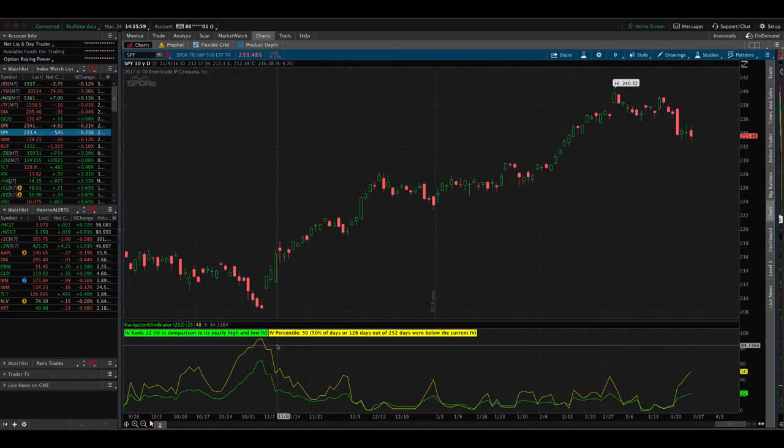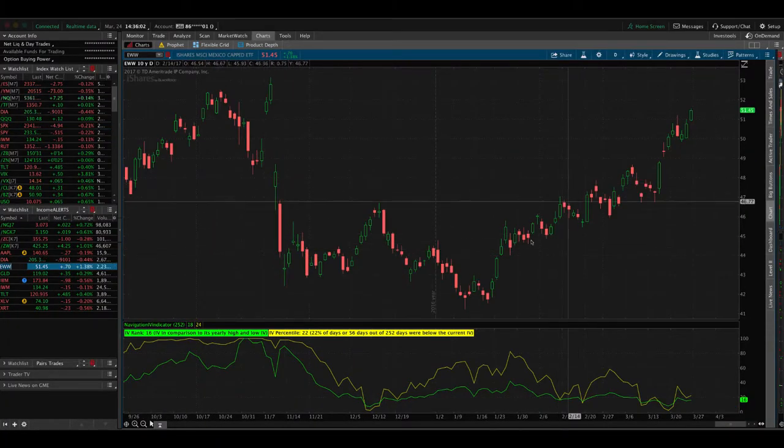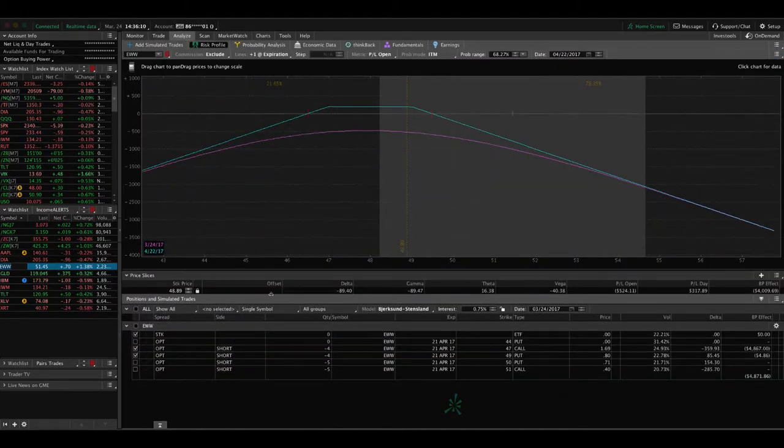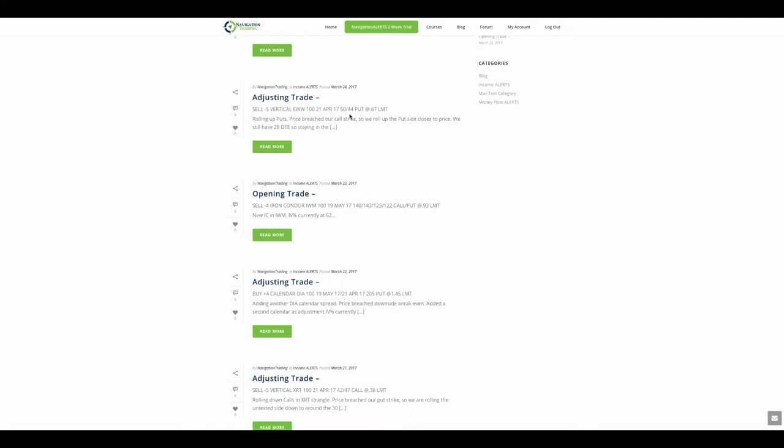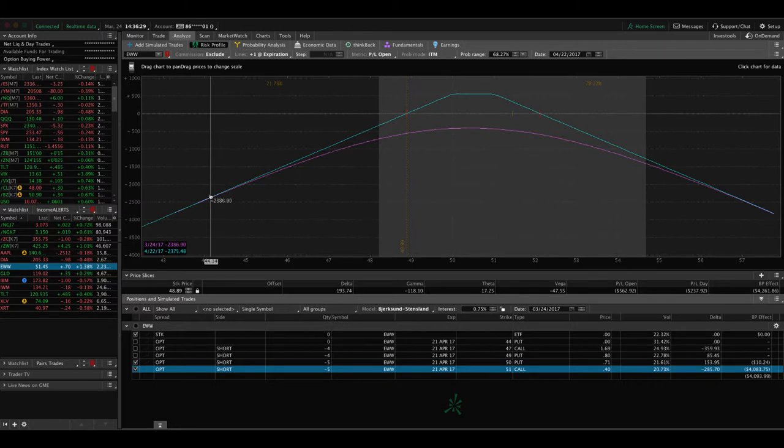If we take a look at EWW, as you can see, it's had this monster run. So it breached our call side, breached our upside break even. So we simply rolled, and that's actually a different one that we're holding. We rolled our puts up. So let's see, I think they were at 47, if I'm not mistaken, 44. So our puts were at 44 and we've rolled those up to 50. Our puts were way down here, tested our upside break even. So we simply rolled those from 44 up to 50. So we're holding this adjusted strangle.